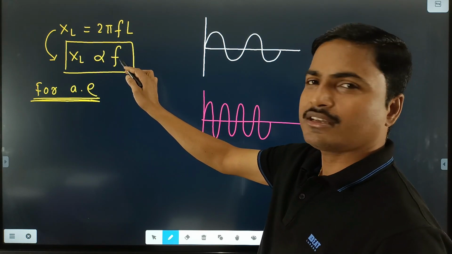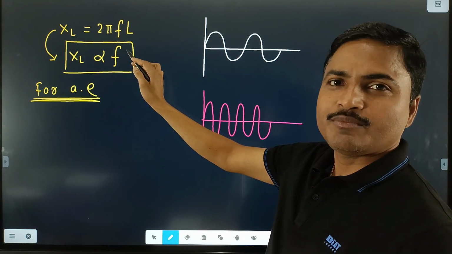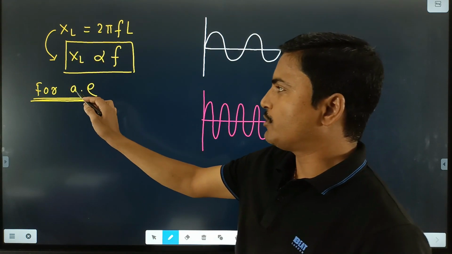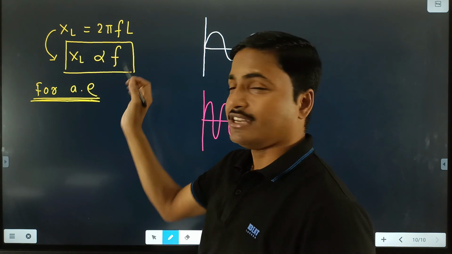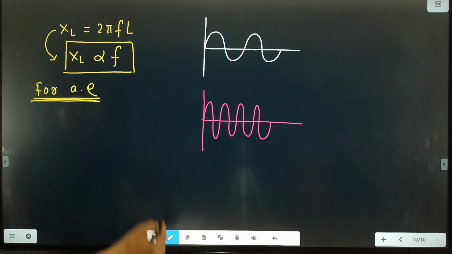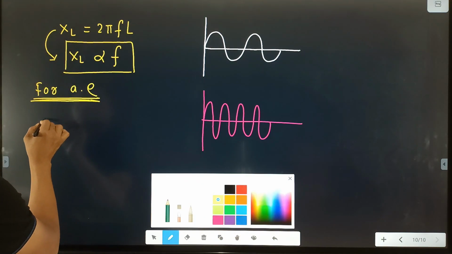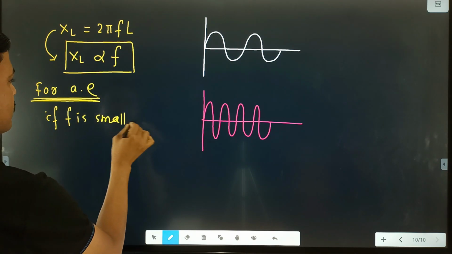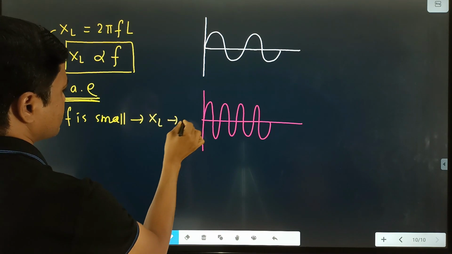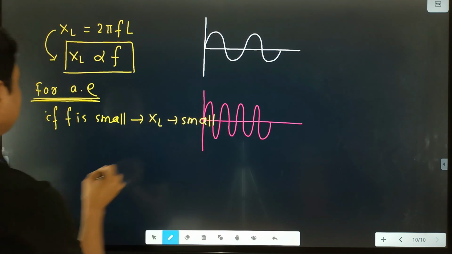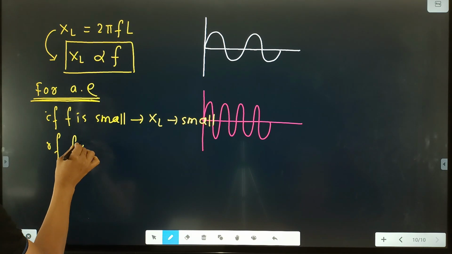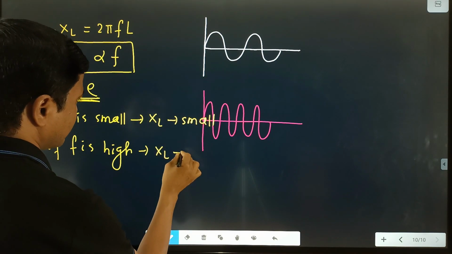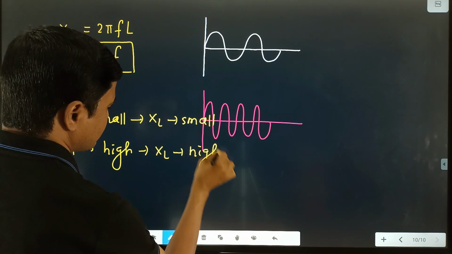If we change the frequency, or if we increase the frequency, inductive reactance is also gradually increased. That means for alternating current, inductive reactance depends upon the frequency. If f is small, then XL is also small. If frequency is high, then opposition effort to the alternating current is also high.